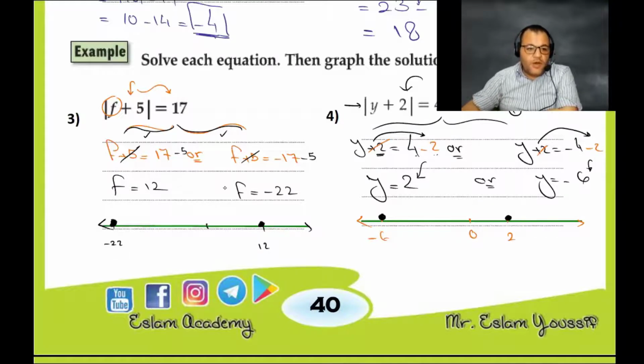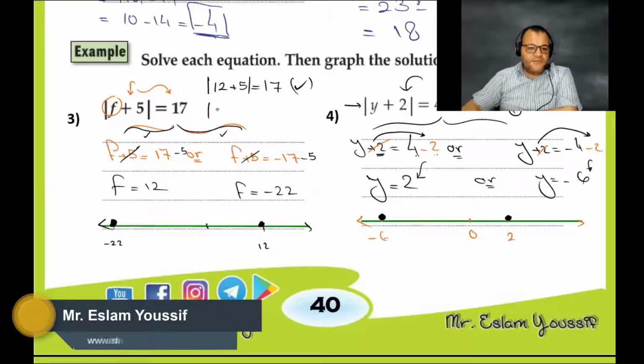Okay. So now if I replace f with 12, it means the absolute value of 12 plus 5 is equal to 17. Is it right? This relation is right or wrong? Yes, it's right. Correct. If I replace f with negative 22, plus 5, is that equal to 17? This relation is right or wrong?